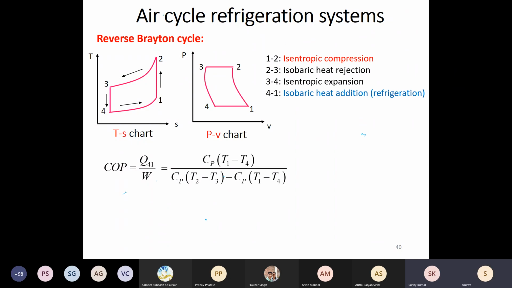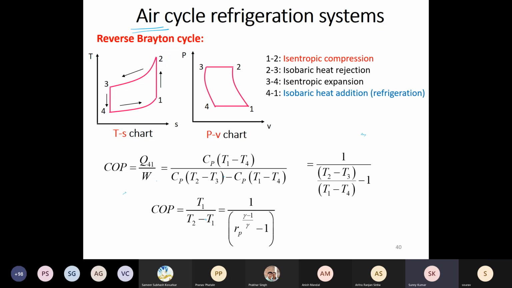And what is the typical working fluid? Air or any gas. It could be any gas which is not undergoing phase change for the operating conditions. So this derivation, you can have a look at it later. That is not the most important aspect in our discussion.